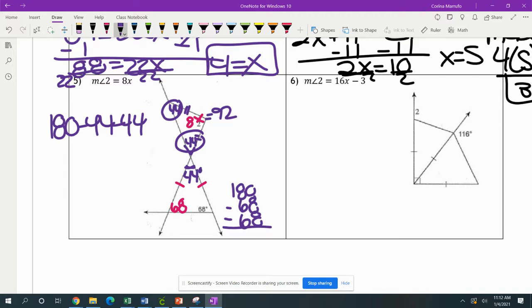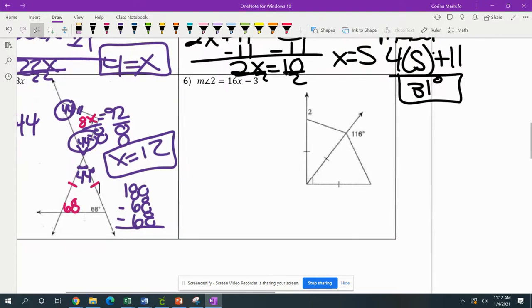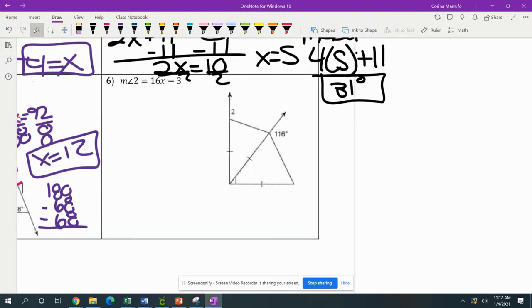Well, if 8x equals 92, then to solve for x, we divide by 8, and we get x equals 12. Okay, so you always look at your diagrams to see what information they give you. Okay, so we're going to go ahead and look at this one.